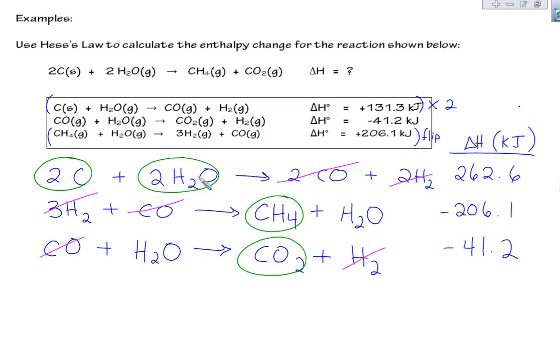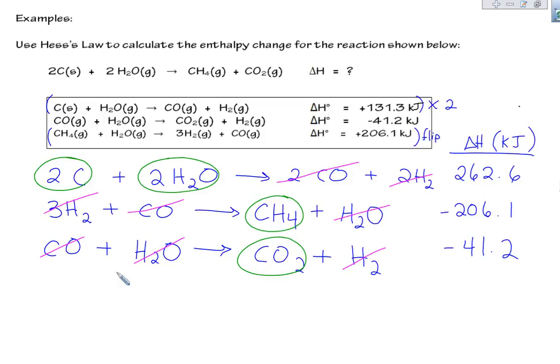And then here's that extra water. I wanted 2 on the reactant side. I form 1 in the second step, but then I consume it in the third. Gone. So check it out. We have the desired balanced equation. We got the 2 carbons, the 2 waters. We produce the methane and the carbon dioxide.